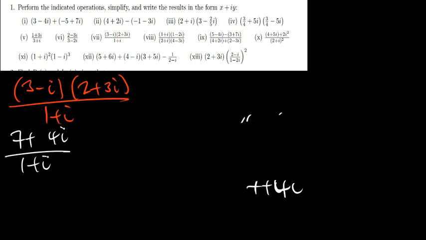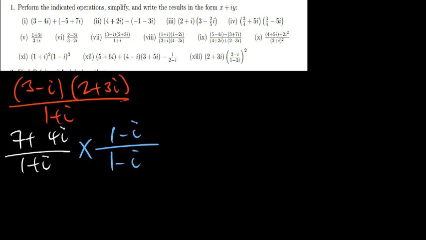Now at this point I can conjugate. What I'm going to do is multiply by 1 minus i divided by, here now is going to be again 1 minus i. So I'll start: 7 times 1 is 7. 7 times negative i is negative 7i. 4i times 1 is plus 4i. Then 4i times negative i is negative 4i squared.